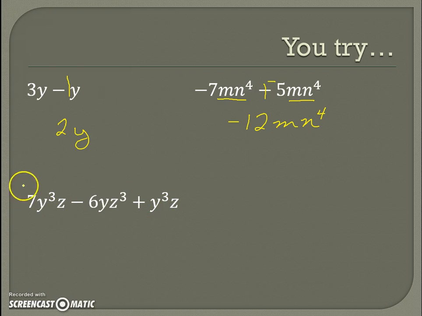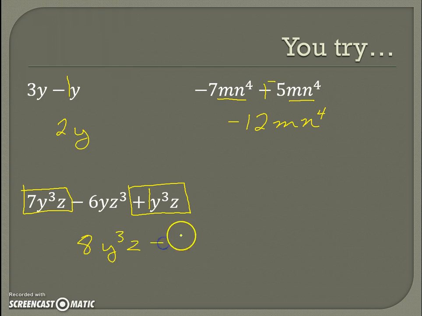Down here, this is 7y cubed z, and then this is y cubed z as well. So these are like terms, but notice this one has a y and a z, but it's not the exact same variable, so those are not like terms. This has my assumed coefficient of 1, so this is 8y cubed z minus 6yz cubed.